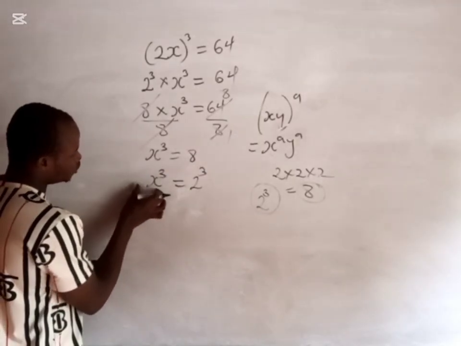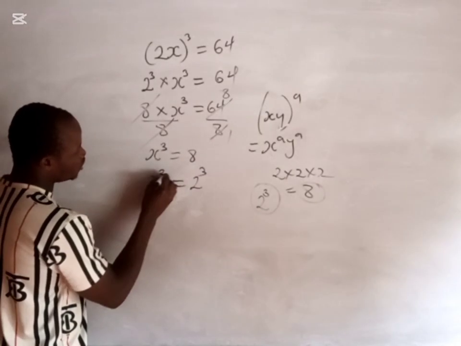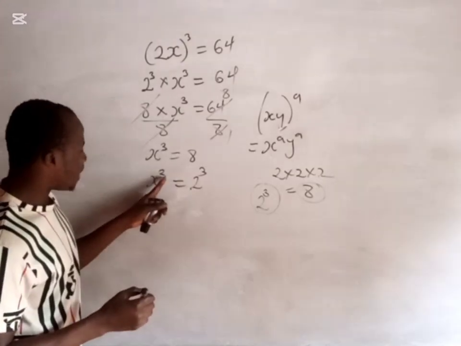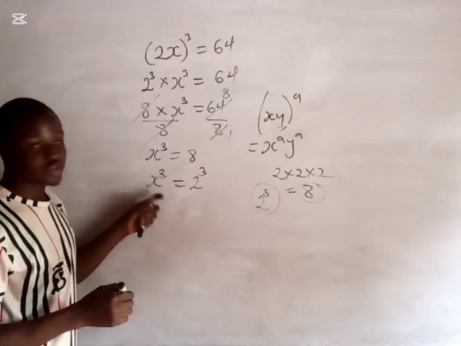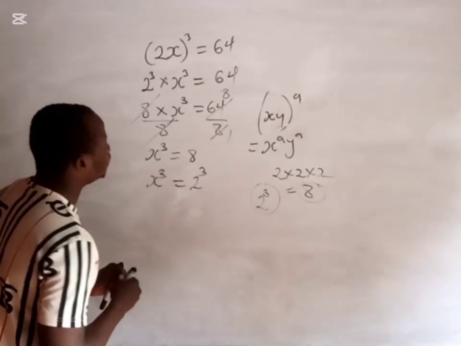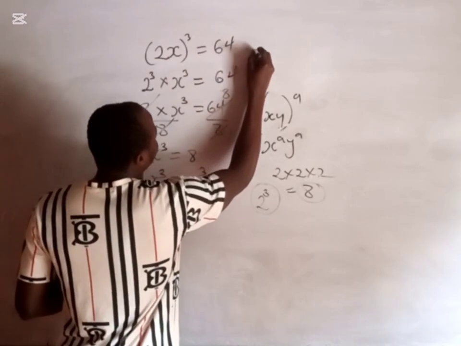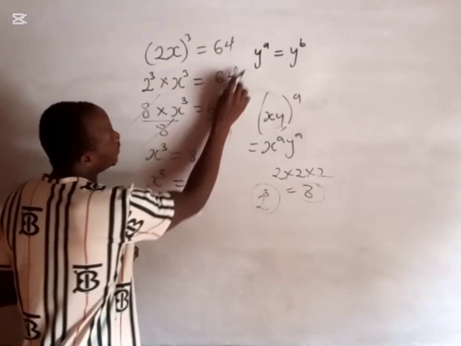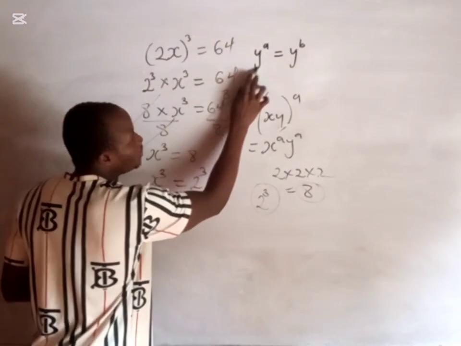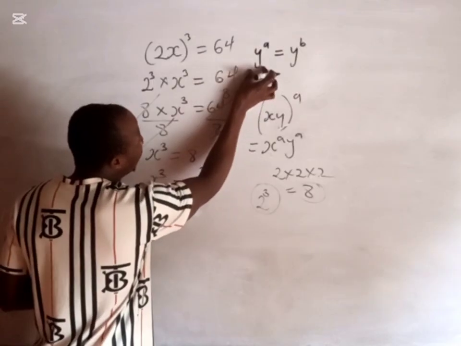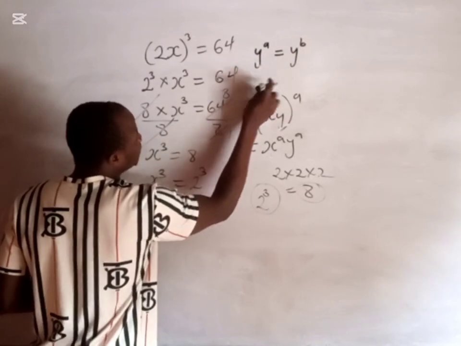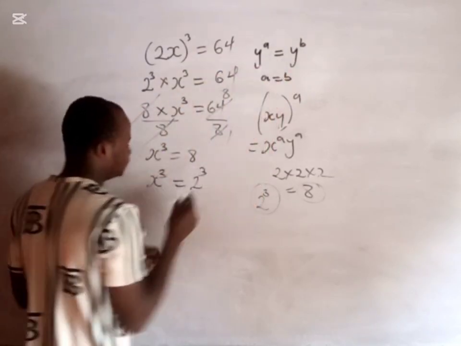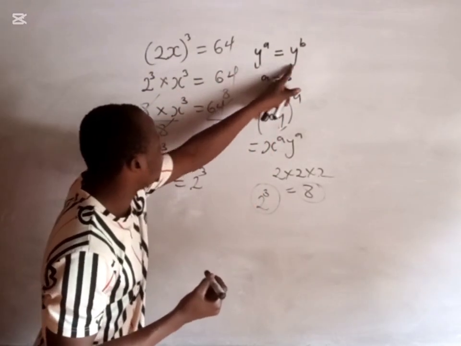Now, if the power is equal, the base will be equal to each other. Let's take a look at this. For example, if you have y^a is equal to y^b, you see now that the power is different and the base is the same. So if the base is the same, the power will be equal to each other: a will be equal to b. Is that clear now? Because the base is the same.